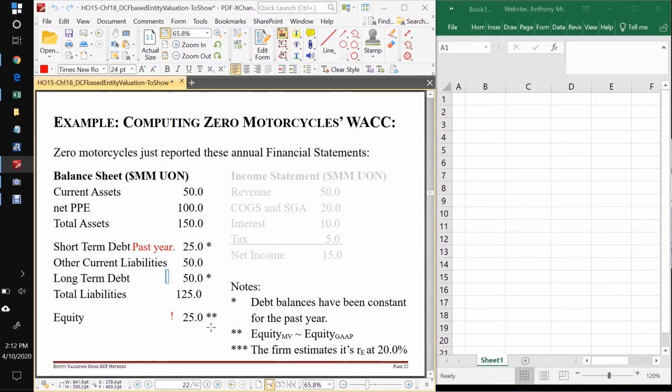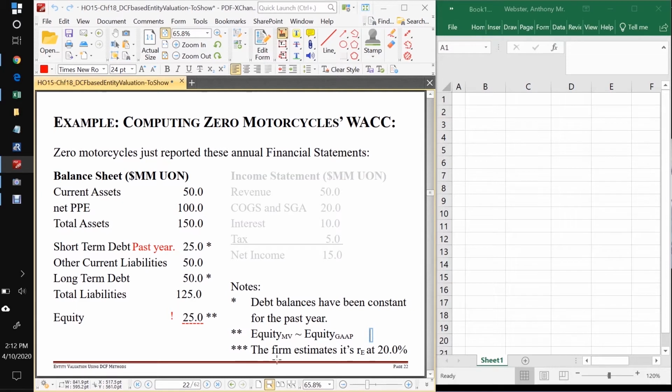What's our second note here? Equity market value is equal to equity GAAP value. That's good. This does happen not infrequently, that the GAAP value of equity happens to be pretty close to the market value of equity. So we can just use this for our market value of equity.